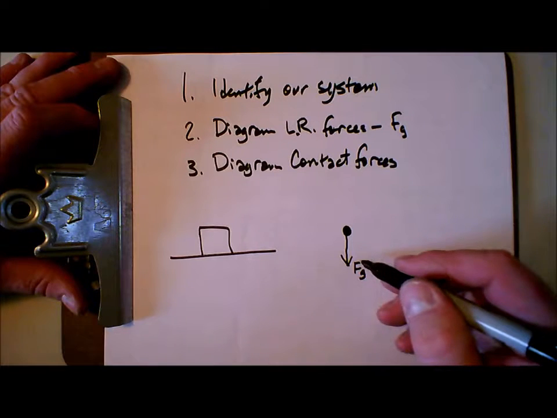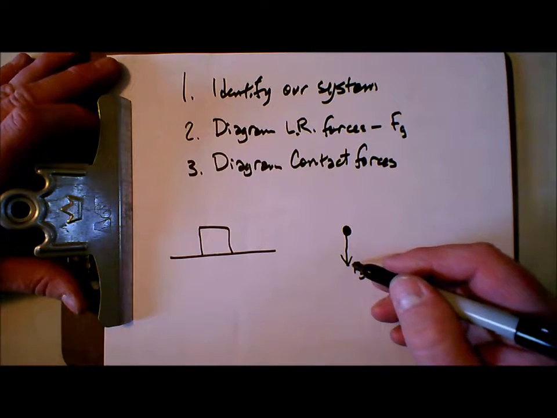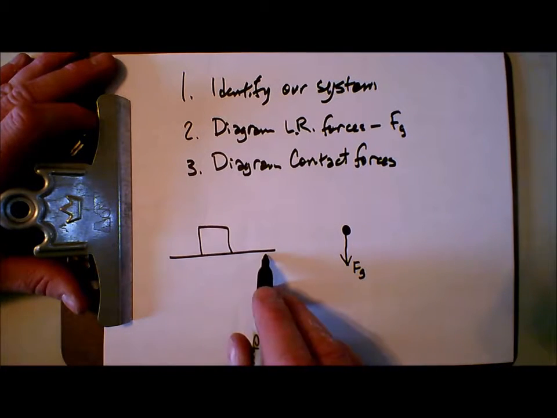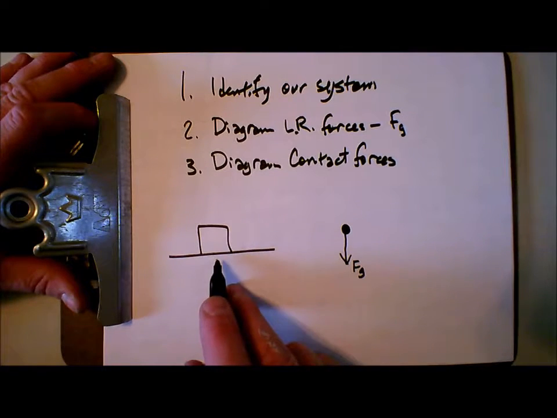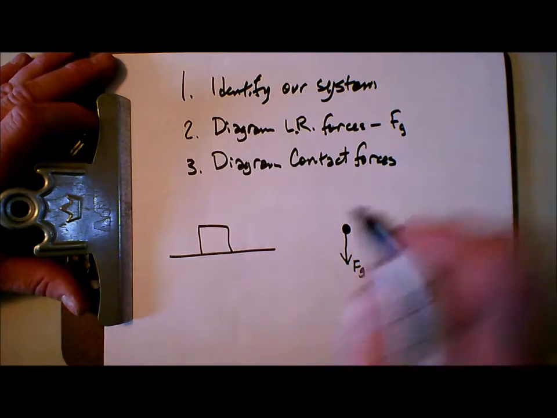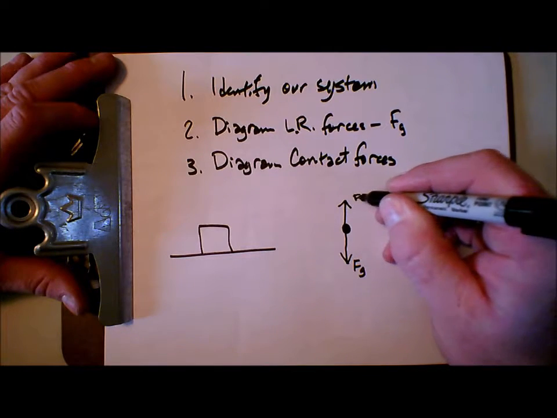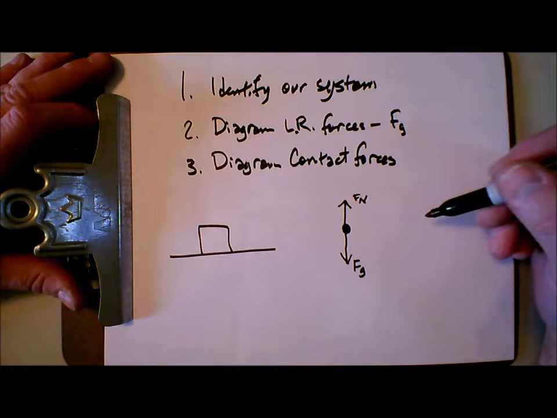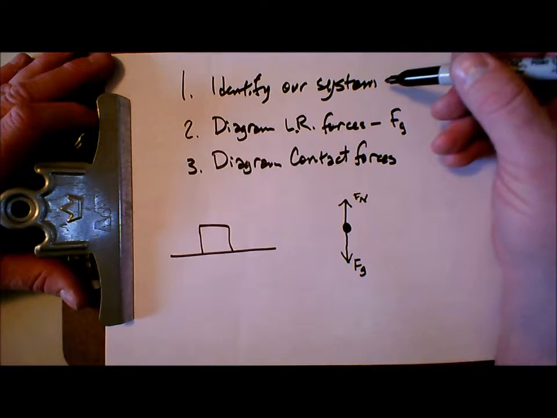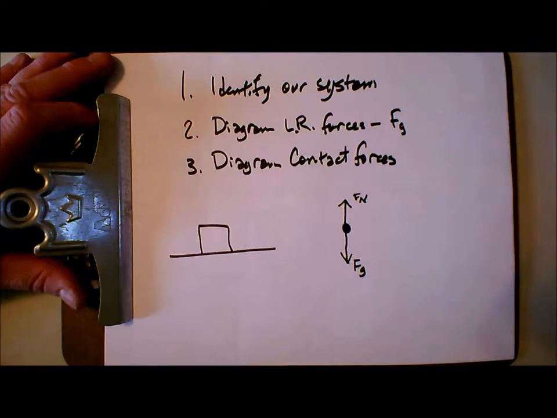The length of the arrow indicates the magnitude or the size of the force, and the arrow points in the direction of the force. Now, the box is touching this table, and so I know that there is also an upward force exerted by the table perpendicular to the surface, and that is what we call a normal force. So here is the normal force. This is just an example of what a force diagram is going to look like. So the key is identify the system, diagram the long-range forces, diagram the contact forces.